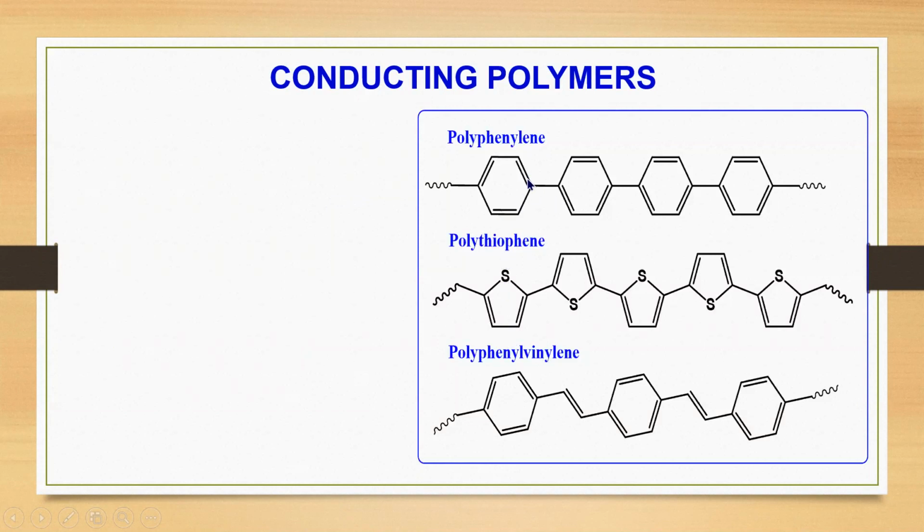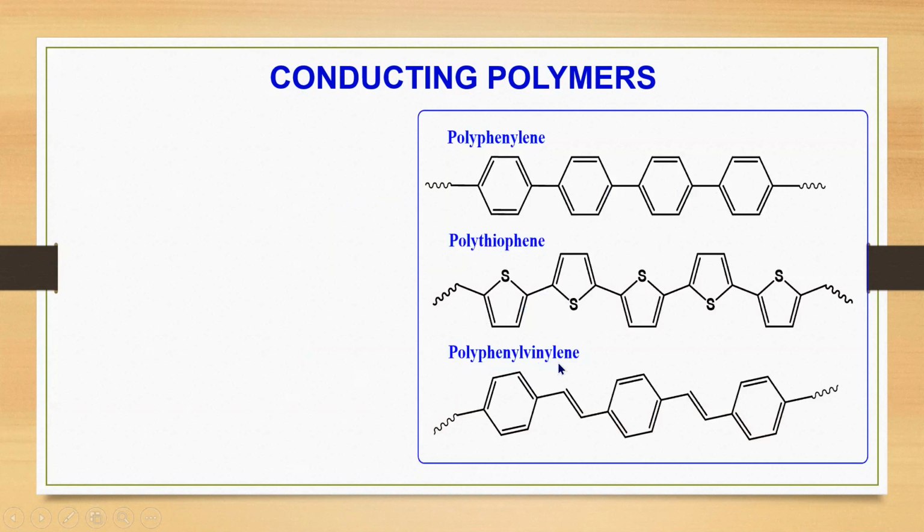conjugation, that is, alternate pi and sigma bonds. Here also we have alternate pi and sigma bonds. Here sulfur has a lone pair of electrons, which is also acting as pi electrons, and polyphenylvinylene.